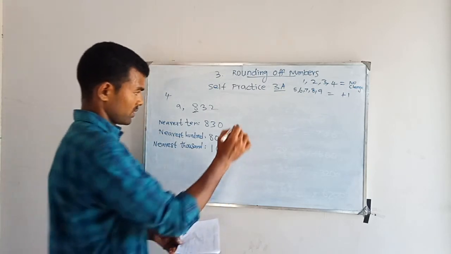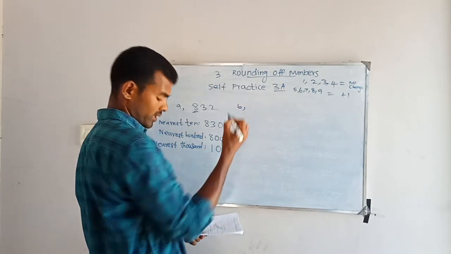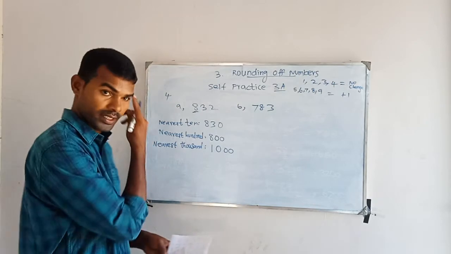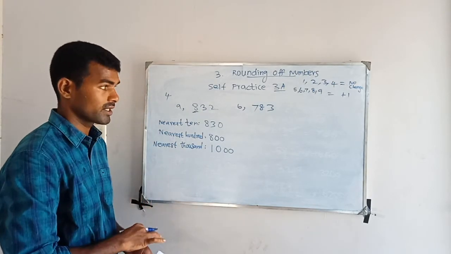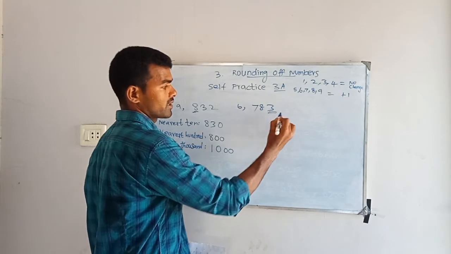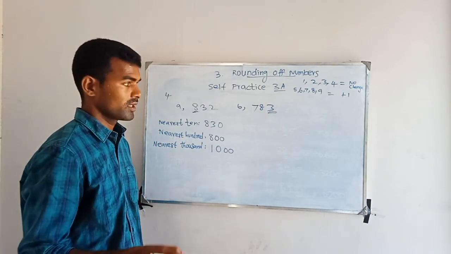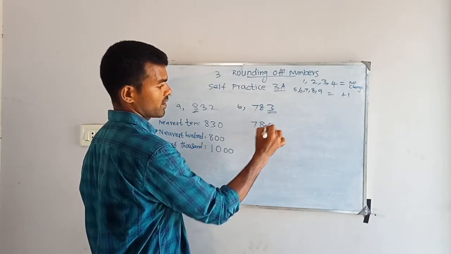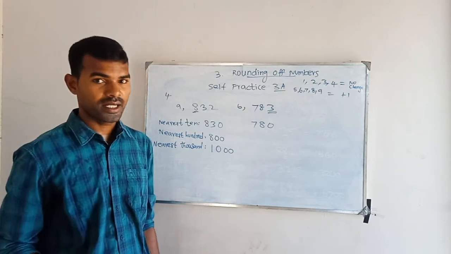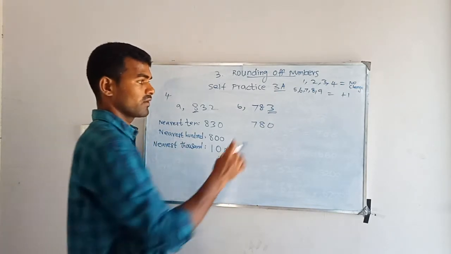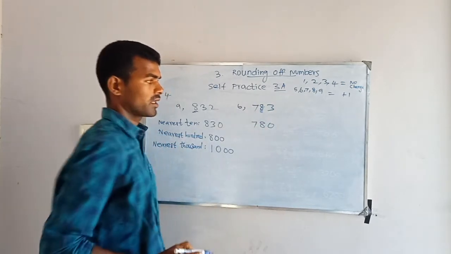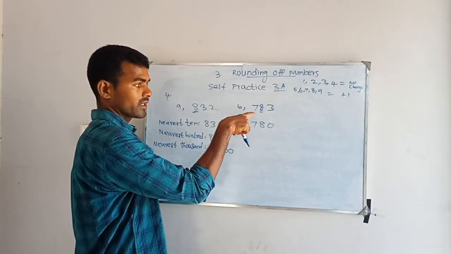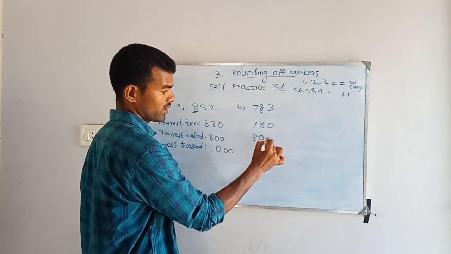Next one, they told you B is given: 783. Nearest 10. What is the nearest 10? 783. Since 3 coming, less than 5 means nearest 10 is 780. Round the number to nearest 100. To round the number to nearest 100, look at the tens place. 8 is there. Since 8 is there, increase 1 to the 100 place. 7 plus 1, 8. So nearest 100 is 800.